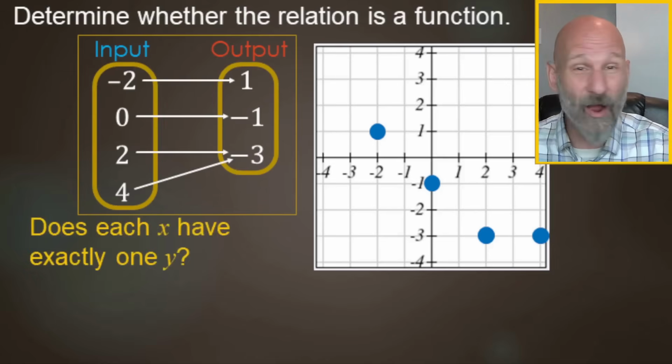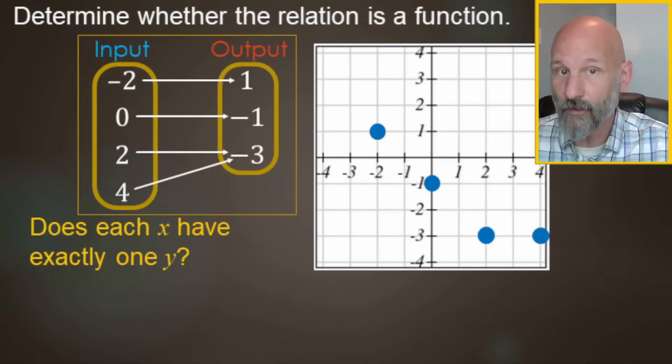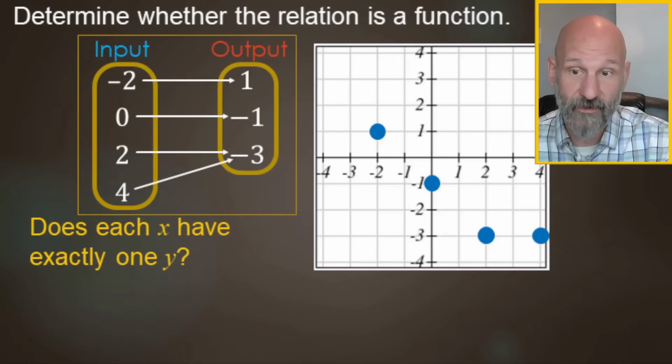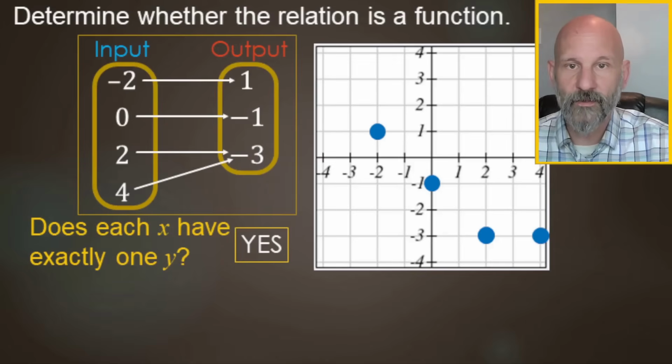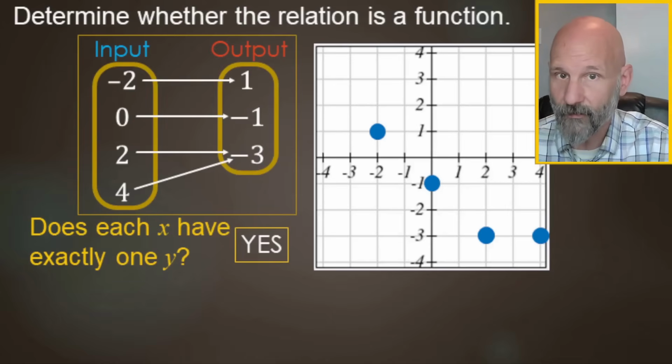But basically, however you're looking at it, you're asking yourself the question, does each x go to exactly one y? So this x goes to one y, this x goes to one y, 2 goes to one y, -3, 4 goes to one y, and it's the same one as 2, but it's still fine. You're still good on this because each x goes to exactly one y. So that means it's a function, okay?